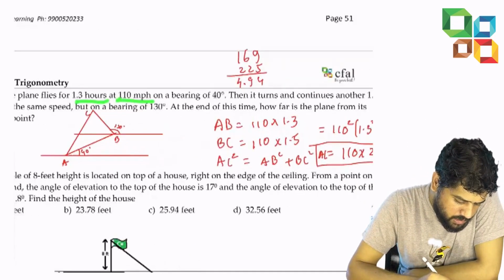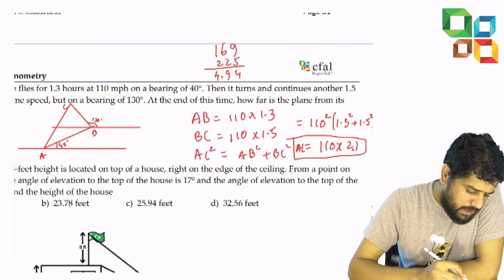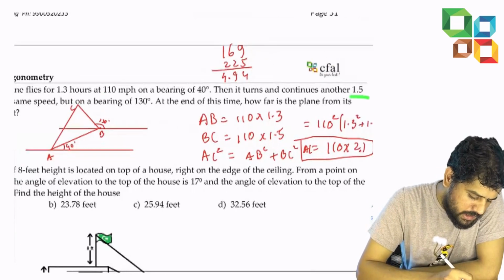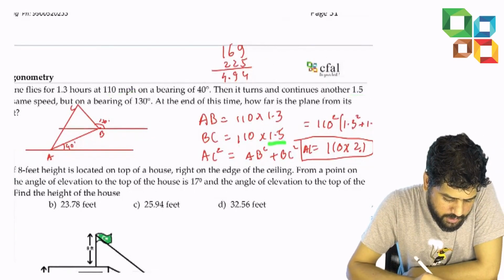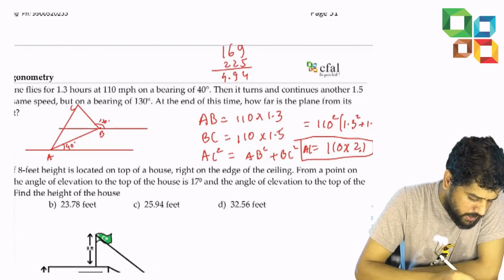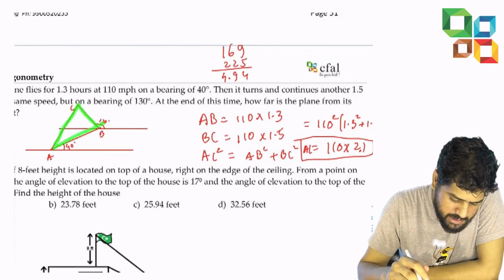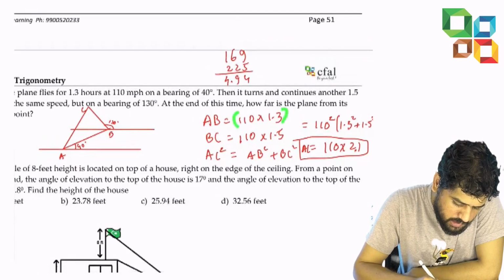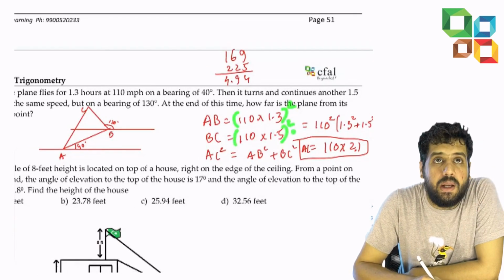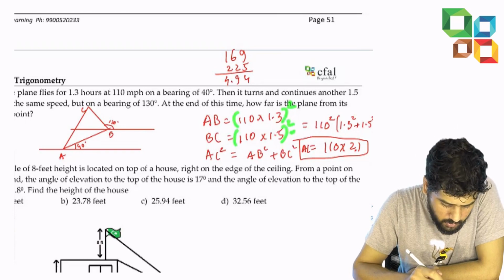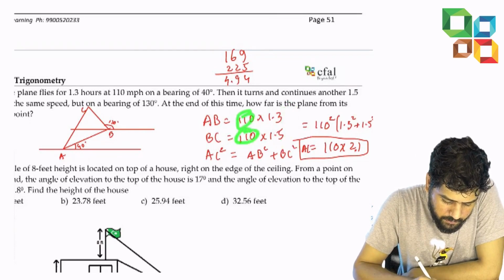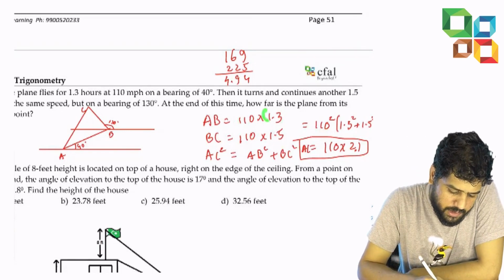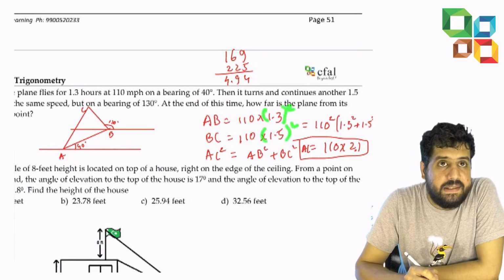So AB is equal to 110 into 1.3. Then the second half, after turning, it moves for 1.5 hours with the same velocity. So 1.5 into 110. So AC square is equal to AB square plus BC square. Okay. So AB square is this whole square, BC square is this whole square. When you add the two, 110 square is common. So I've taken that out, 110 square. You're left with 1.3 square plus 1.5 square.